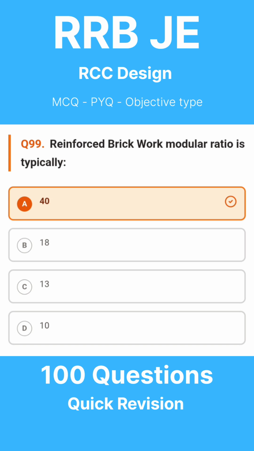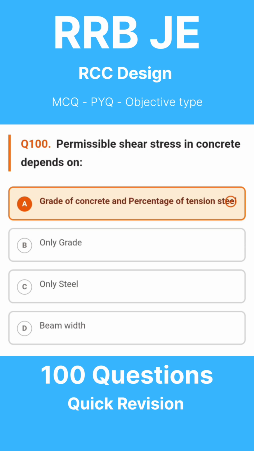Question 99. Reinforced brickwork modular ratio is typically. The correct answer is 40. Question 100. Permissible shear stress in concrete depends on. The correct answer is grade of concrete and percentage of tension steel.